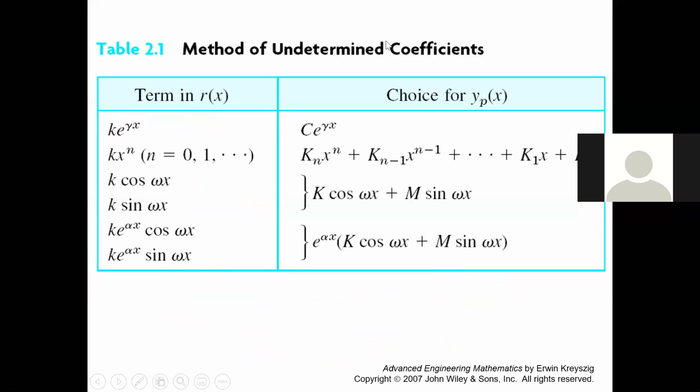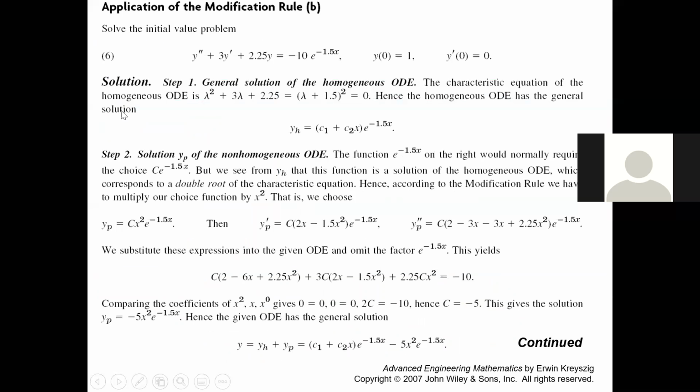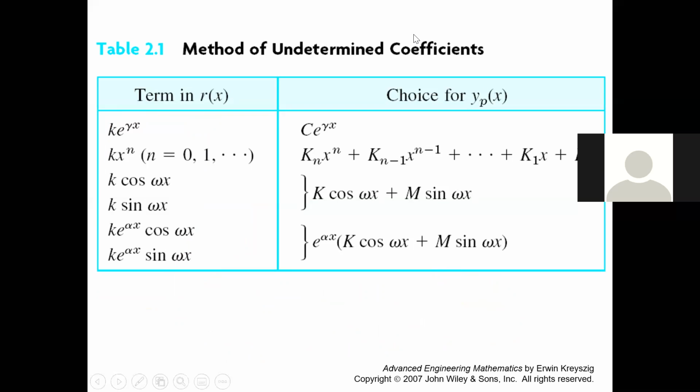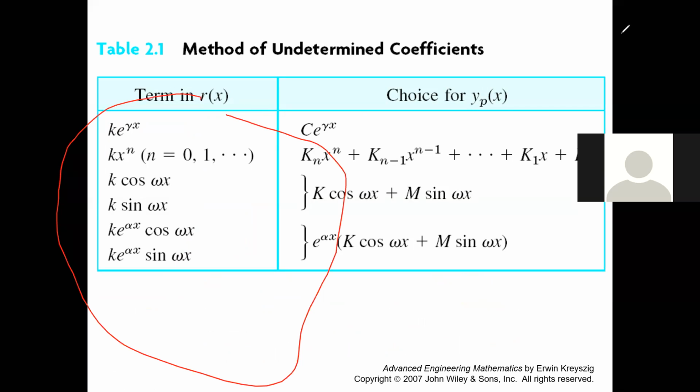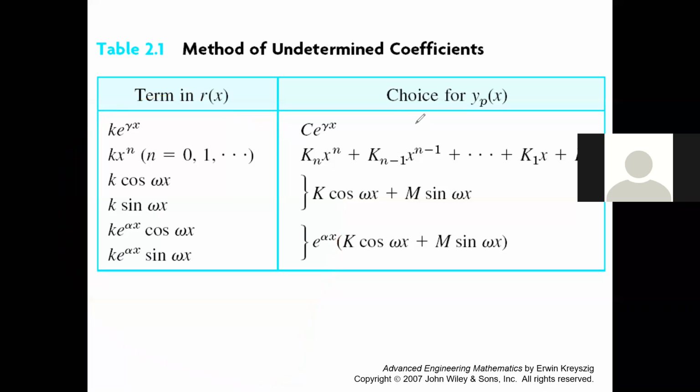But fortunately, these functions are pretty common. The functions in the table are pretty common in physical or mechanical problems, as we can see later in the next example.